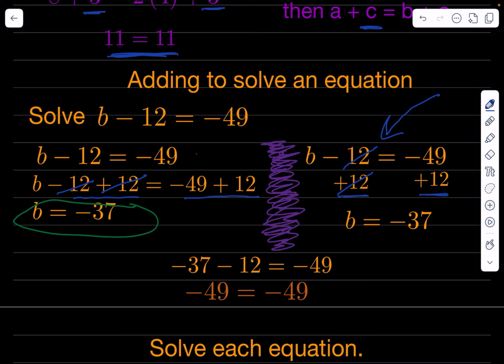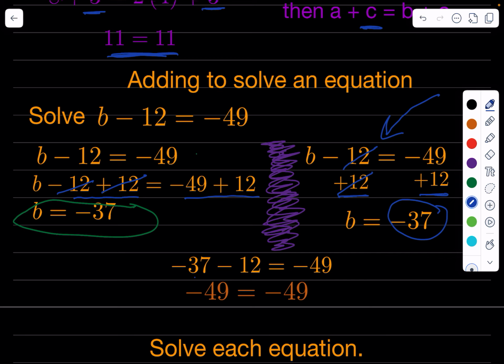Now, how do we check our answer? We're going to take the minus 37 and plug it back into the original equation. So, B minus 12 equals negative 49. Negative 37 minus 12 is negative 49. Back to our operations: if I have two numbers with the same sign, we add them and keep the sign. 37 plus 12 is 49. Both numbers are negative. Negative 49 is negative 49. So the answer to our equation is that B is equal to negative 37.